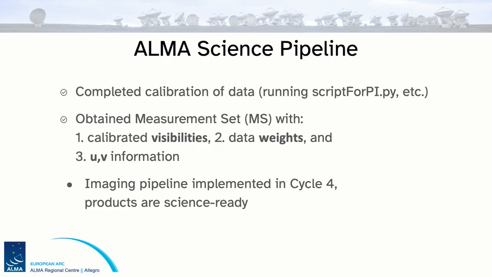An imaging pipeline was implemented in Cycle 4 and has been combined with the calibration pipeline. Projects that have been imaged with the pipeline are considered science-ready, but they will be limited to the main science goals of your project. So if you want to produce additional images or re-image yourself, you can do so manually through CASA, which is what this talk will focus on today.